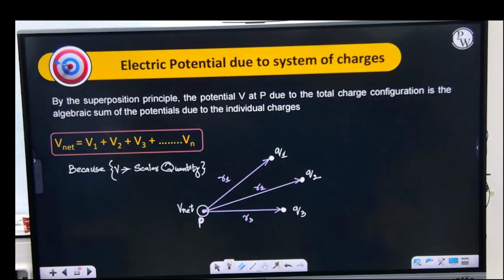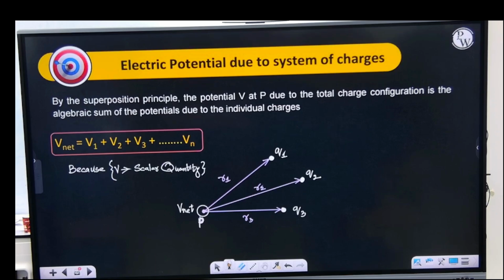So what about potential difference? Potential difference I will tell you later. Potential difference will be between 2 points. I will show you some things here.